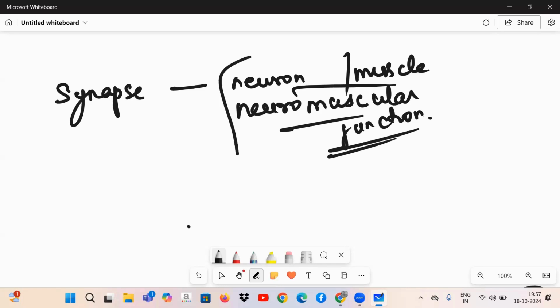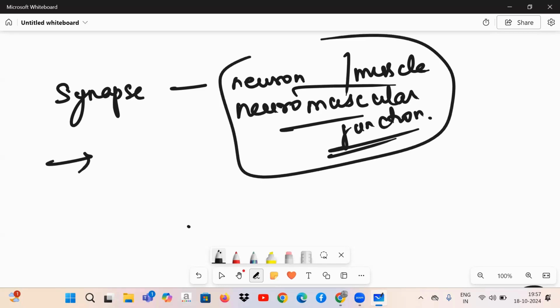In this neuromuscular junction, there is a series of events. Maybe I'll take you through this in the next class, because again you have a little complicated things. If I start, I cannot finish. I have my next class. So maybe I'll take you through these series of steps in the neuromuscular junction in the next class. Okay.